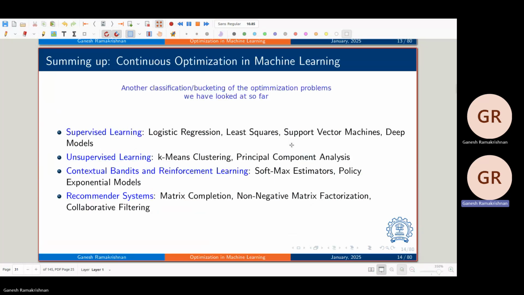So another way of looking at the continuous optimization problems, I mean, we'll have to start bucketing them differently, right? Because we want to be able to characterize their convexity, characterize their gradients. So we saw the supervised learning couple of losses, unsupervised learning couple of losses, but we see that contextual bandits are actually basically softmax estimators, right? We had a problem-based motivation, but now what you're looking at is a function-based description. These are all functional descriptions.